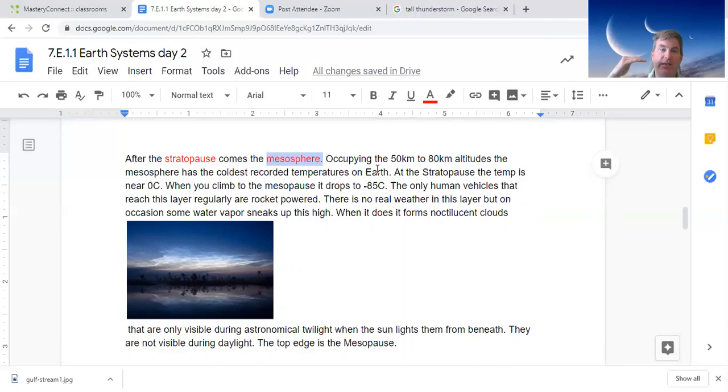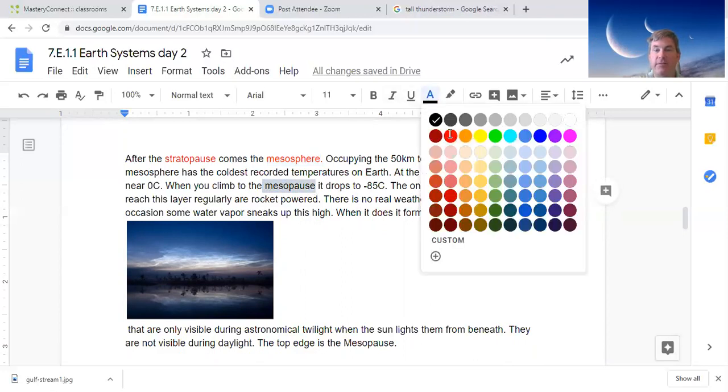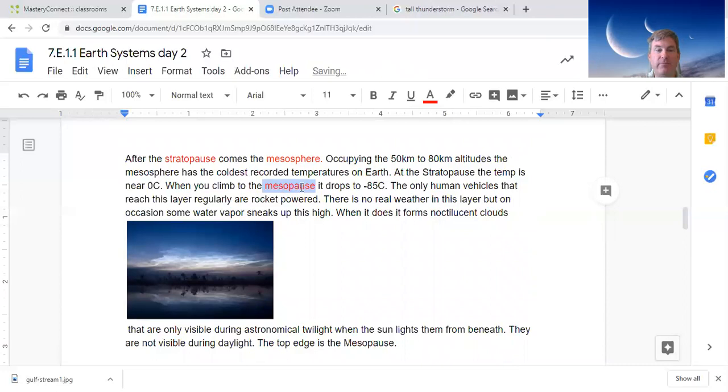When you hit 0 degrees Celsius at the top of the stratopause, the temperature starts going back down. So when you climb up in the mesosphere, it drops to minus 85 degrees at the mesopause. Oh, look at that. It just keeps on going with the same nomenclature.